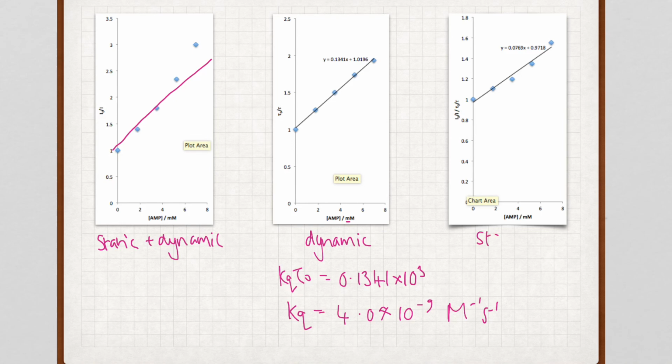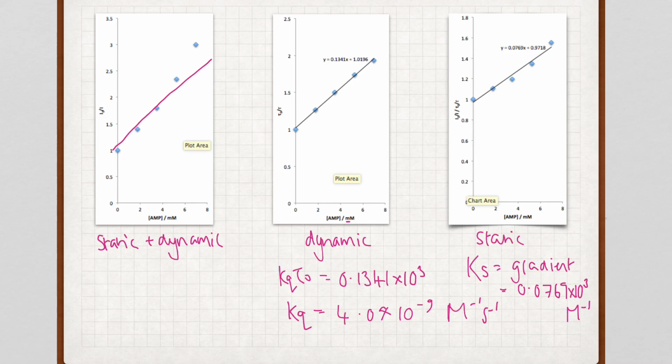This final graph here is just the static component, and therefore Ks is equal to my gradient. But again, just be careful with my units here. So this is Ks is equal to 0.0769 times 10 to the 3. And so from this, my unit is just per molar.